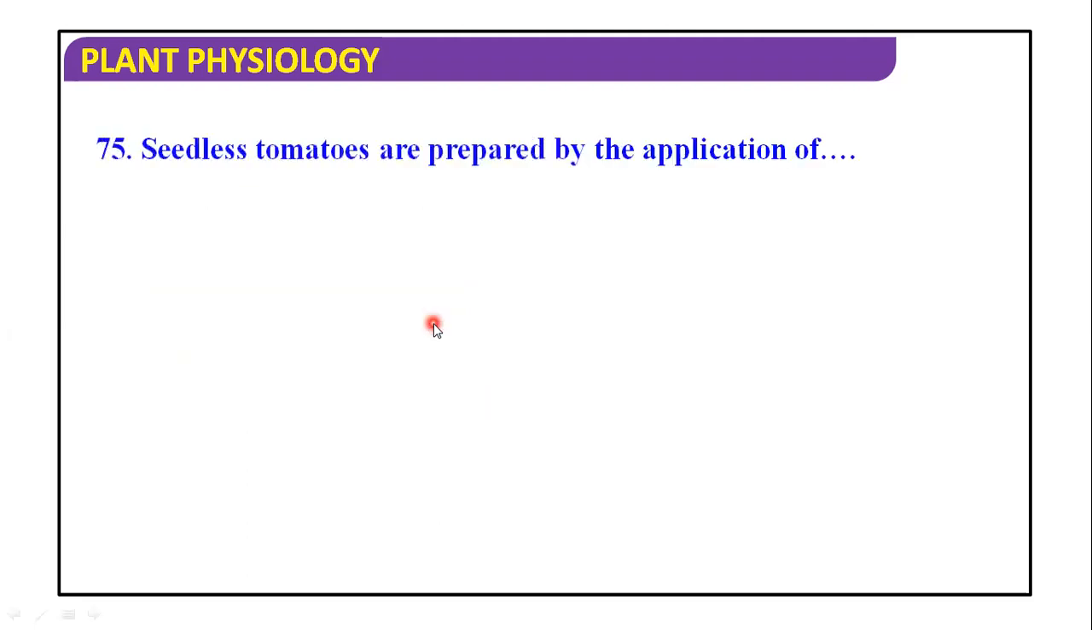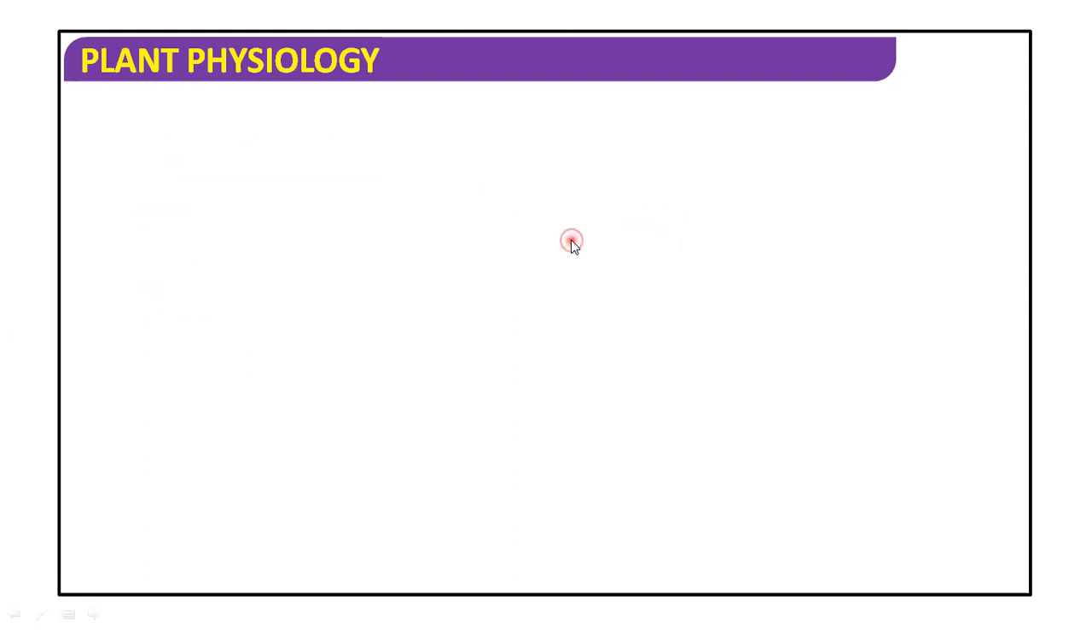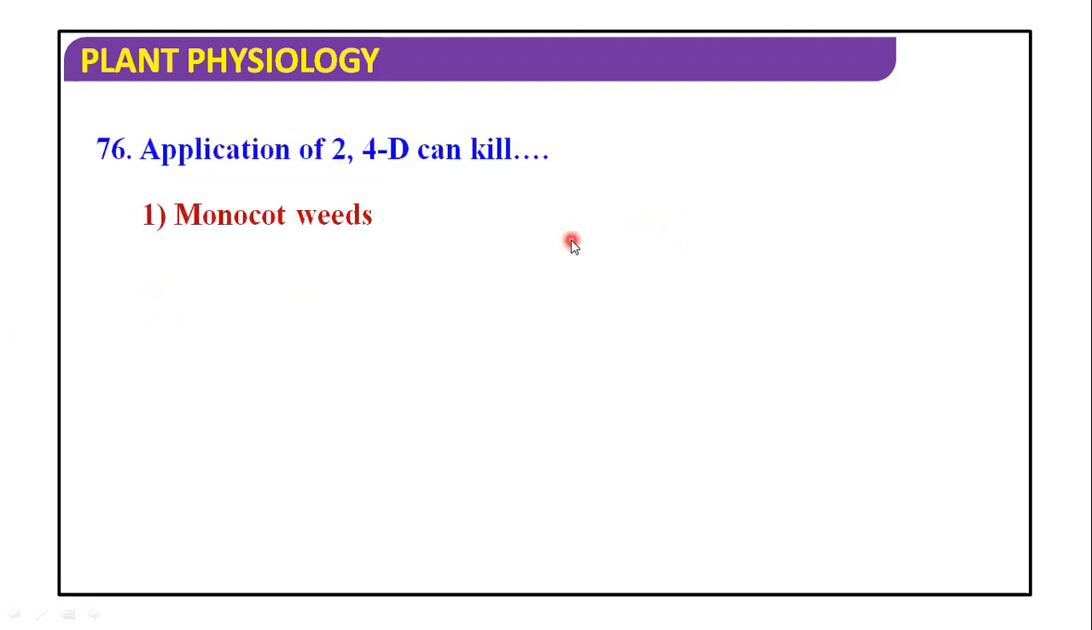Now, seedless tomatoes are prepared by application of auxin, gibberellin, ethylene, or abscisic acid. And the answer is auxins. Application of 2,4-D can kill monocot weed, grasses, dicot weed, or bamboo. Answer is dicot weed.